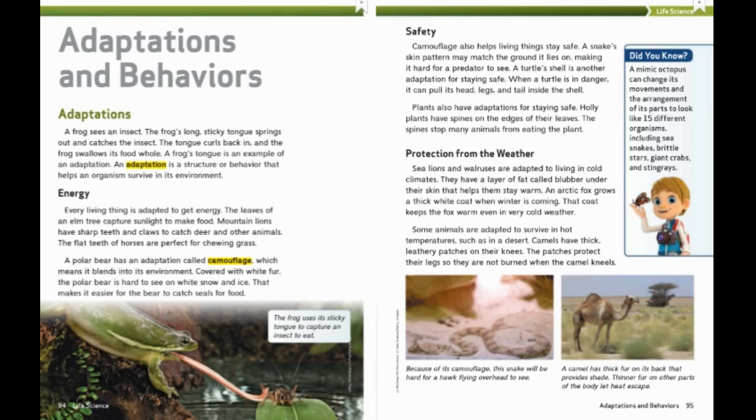Safety. Camouflage also helps living things stay safe. A snake's skin pattern may match the ground it lies on, making it hard for a predator to see. A turtle shell is another adaptation for staying safe. When a turtle is in danger, it can pull its head, legs, and tail inside the shell.